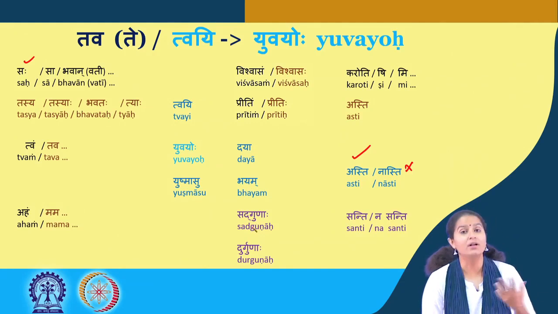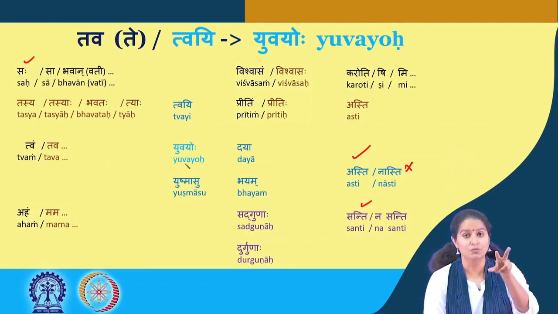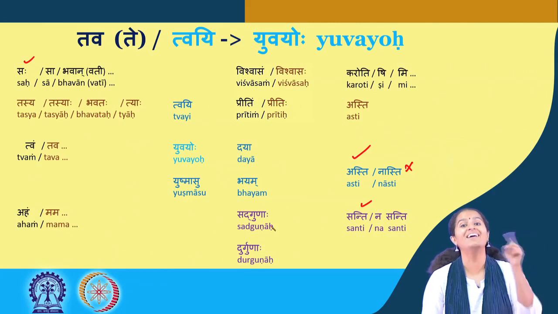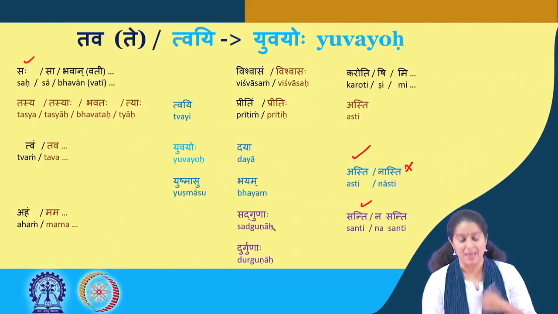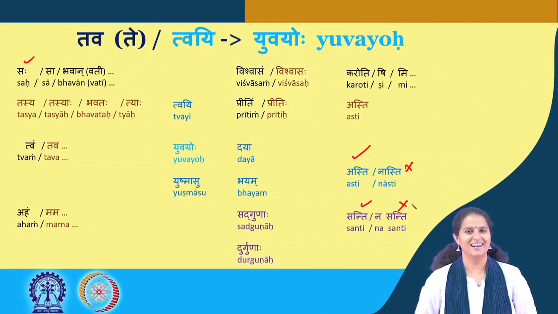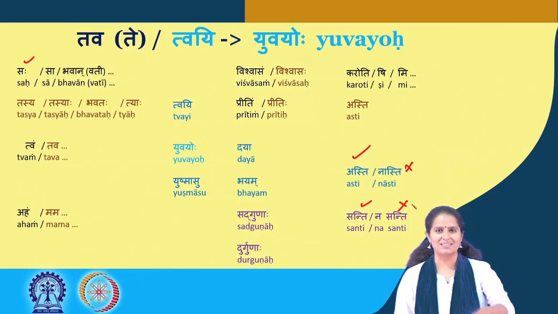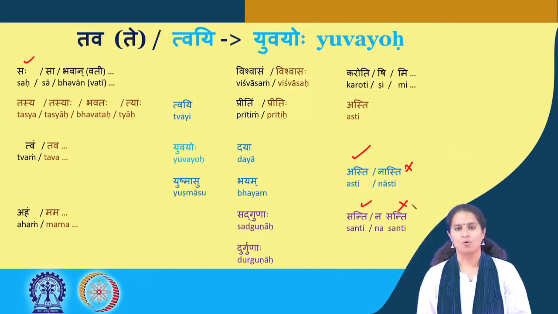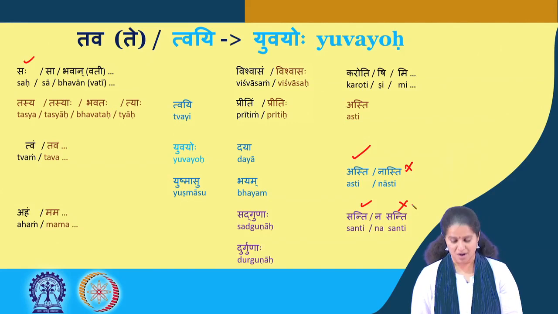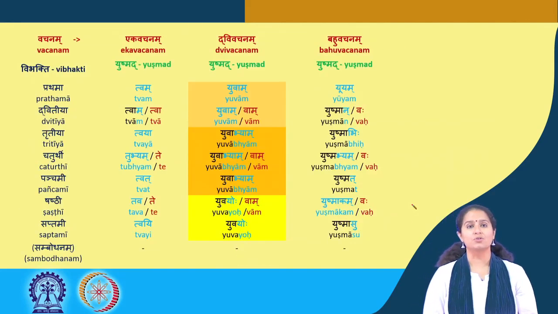Next, good qualities. So sadgunaha santi. Okay, because it is a plural there. So yuvayoho sadgunaha santi. Uttamam. And bad qualities? Yuvayoho durgunaha na santi. Astu. So that is how you can practice within and practice it with the other forms as well that you have here. Okay, so now let's put that all together.